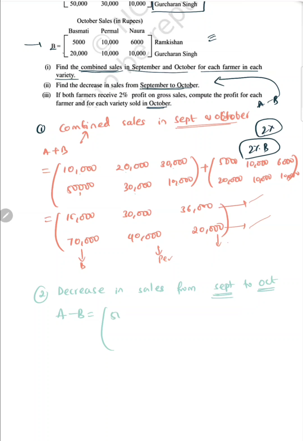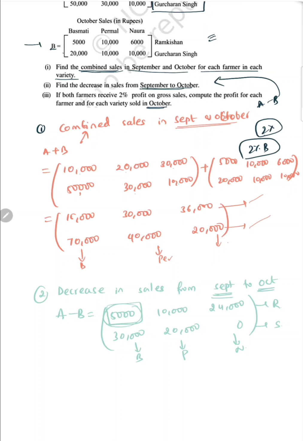10 minus 5 is 5,000, 20 minus 10 is 10,000, 30 minus 6 is 24,000, 5 minus 20 is, 50 minus 20 is 30,000, 30 minus 10 is 20,000, 10 minus 10 is 0. This corresponds to Ramakrishna, this corresponds to Singh, this is for Basmati, this is for Parmal, and this is for Naura. So this is how we find the decrease in sales. So this much amount of sale is decreased from September to October in case of Ramakrishna with respect to the Basmati rice.